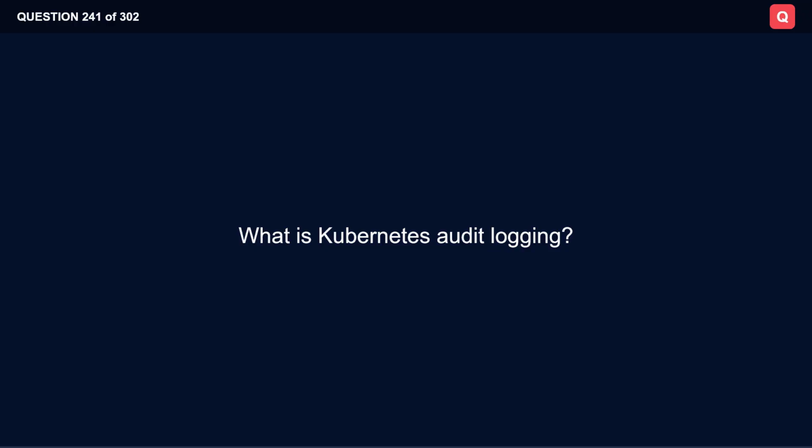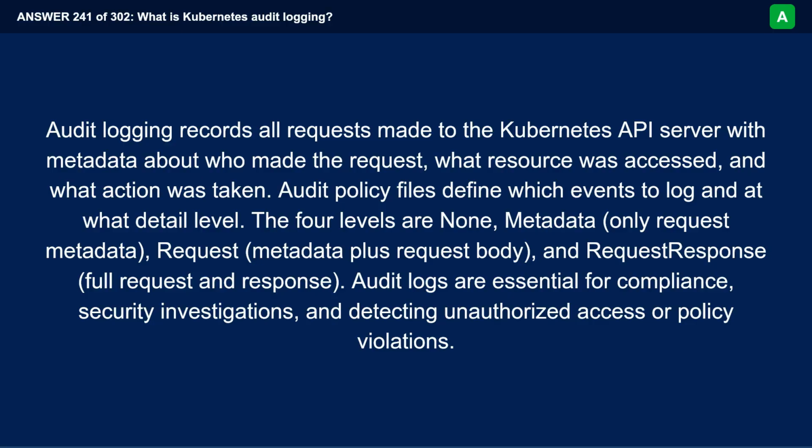What is Kubernetes audit logging? Audit logging records all requests made to the Kubernetes API server with metadata about who made the request, what resource was accessed, and what action was taken. Audit policy files define which events to log and at what detail level. The 4 levels are None, Metadata, only request metadata, Request, metadata plus request body, and RequestResponse, full request and response. Audit logs are essential for compliance, security investigations, and detecting unauthorized access or policy violations.